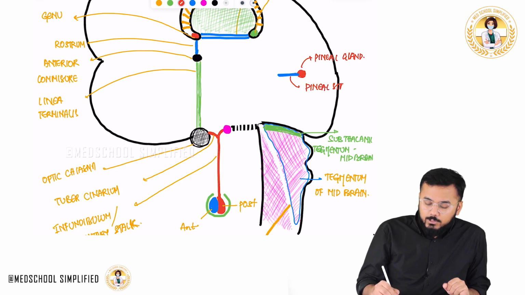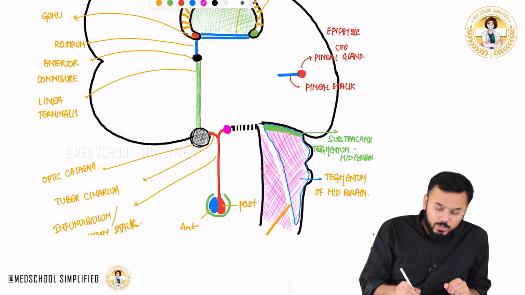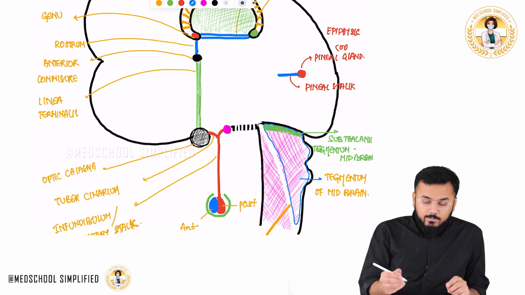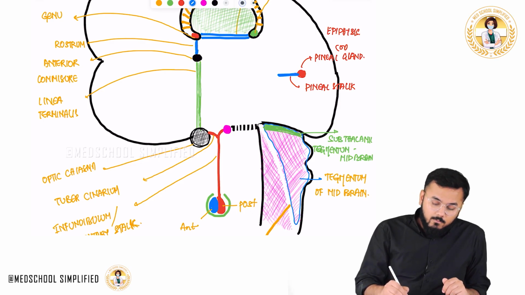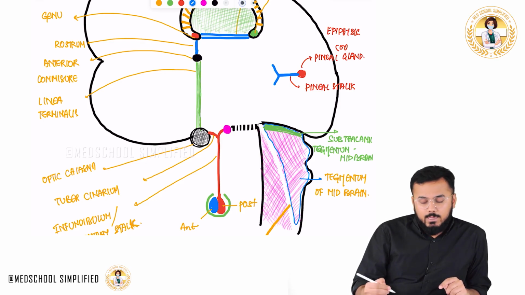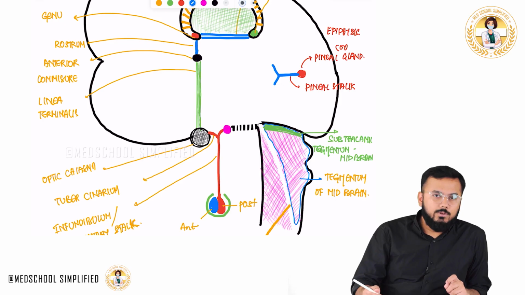And by the way, tell me guys, what is the other name for your pineal gland? The pineal gland is also called the epiphysis. Next important thing you need to remember is that this pineal stalk will divide into two laminae. One lamina is going up, one lamina is going down. The lamina going up is called the superior lamina, and the lamina coming down is called the inferior lamina.